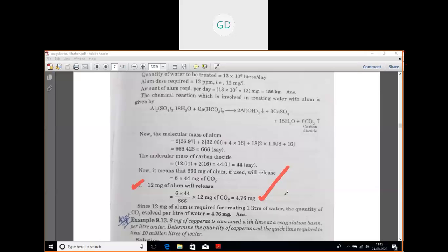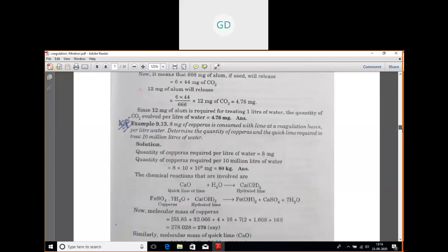This is not a very tough question if you can remember the chemical equation and how to find the molecular mass. Then finally you have to do the unitary method, which is a very simple one. Then do it in your copy. I guess I have shared this PDF with you on WhatsApp, right? So note down this numerical in your copy. Then only you can remember, otherwise you will forget.